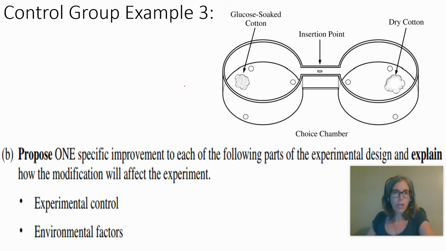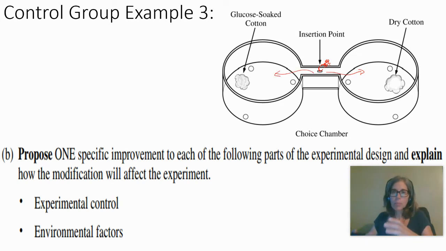Okay, here's another one, control group example 3. So they give you a whole thing to read about this, and so I'm just going to describe it. There are little fruit flies with little wings and buggy eyes and legs, and you put them in here. Let's say you put like 20 little fruit flies in there, and some of them will kind of walk or fly over here, and some of them will walk and fly over here.